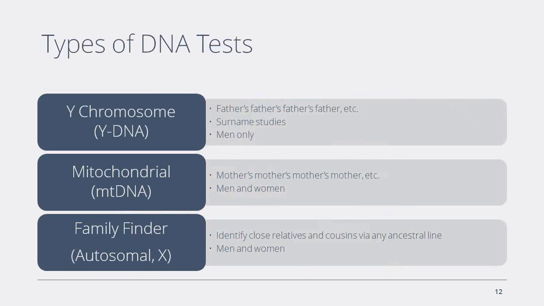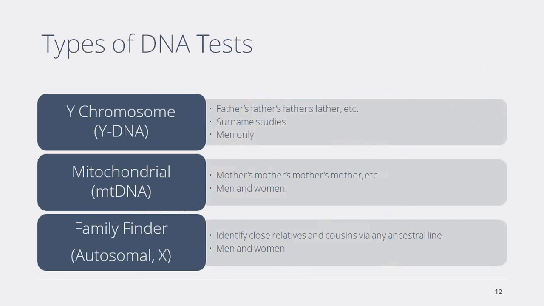So Y-DNA and mtDNA are similar to each other in that they are very specific ancestral lines. Y-DNA is strictly father's father's father's father, etc. mtDNA is strictly mother's mother's mother's mother, etc. When you do those tests and get your results back, you'll see some examples in a little while of how we show the results and the matches to those tests. You know what line of your family tree you need to look at to see how you actually connect with your matches. You know it has to be on your direct paternal line or your direct maternal line, depending on which test you did.